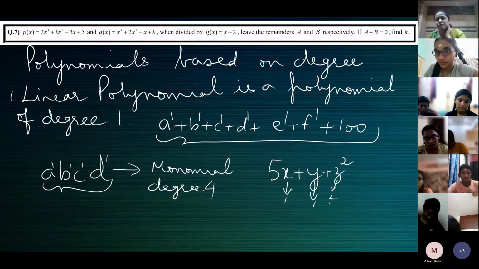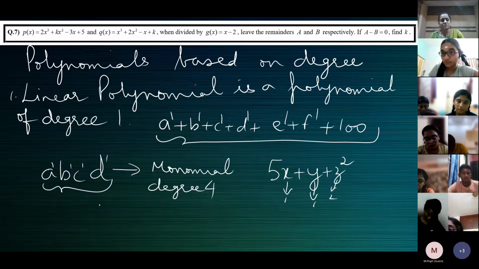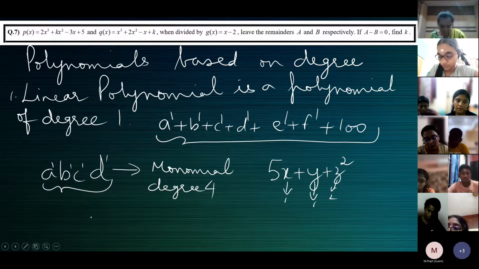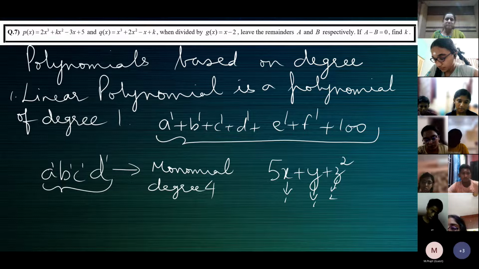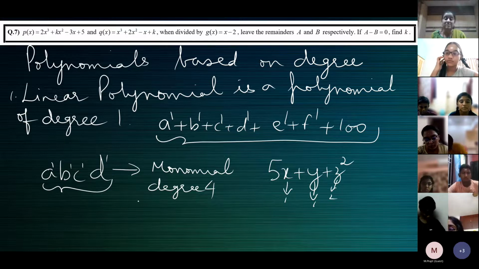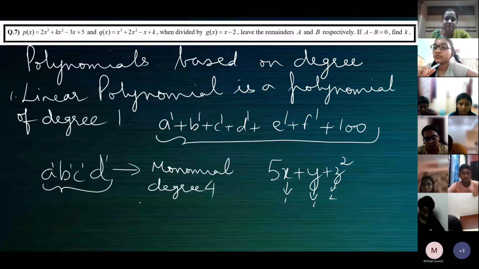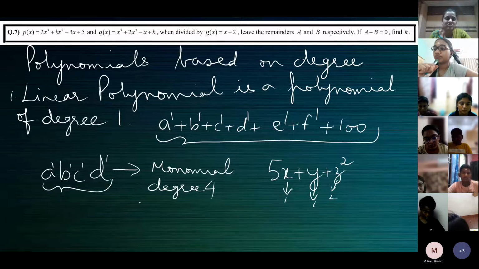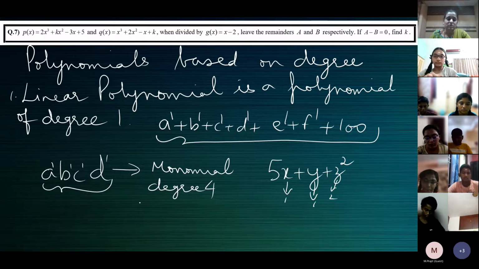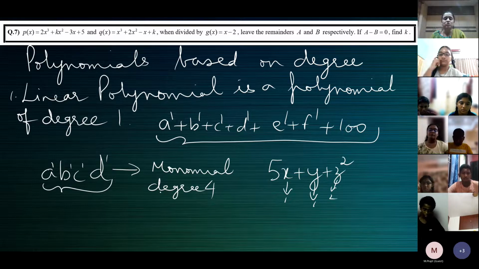And based on number of terms, what is it? It's a trinomial. It has 3 terms. Degree is 2. Number of variables 3: x, y, z.